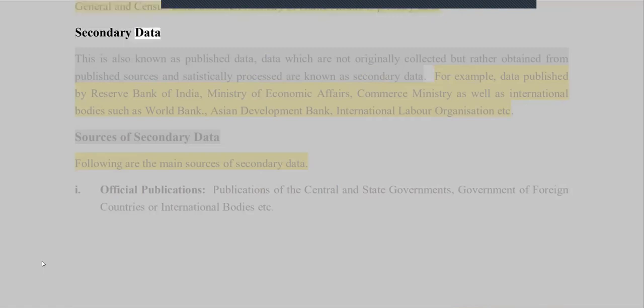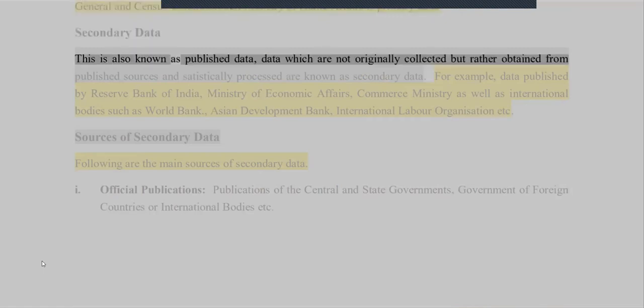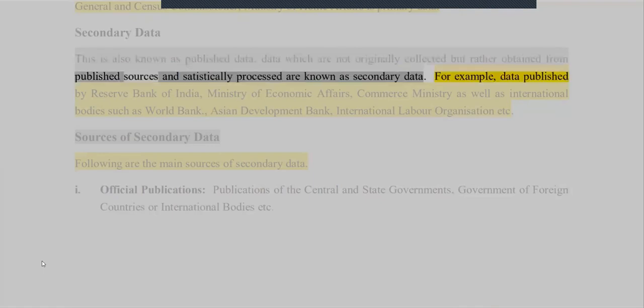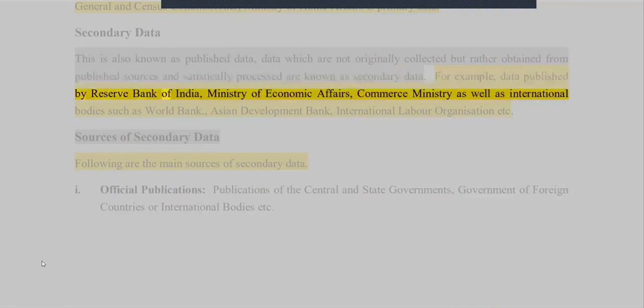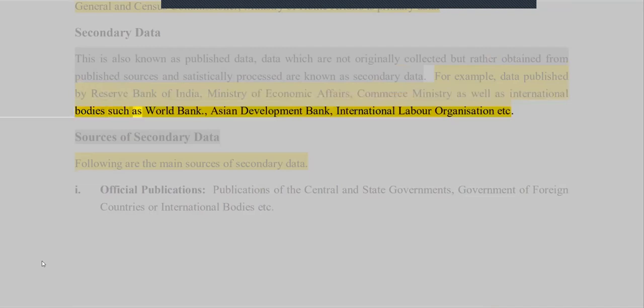Secondary data. This is also known as published data. Data which are not originally collected but rather obtained from published sources and statistically processed are known as secondary data. For example, data published by Reserve Bank of India, Ministry of Economic Affairs, Commerce Ministry as well as international bodies such as World Bank, Asian Development Bank, International Labour Organization, etc.